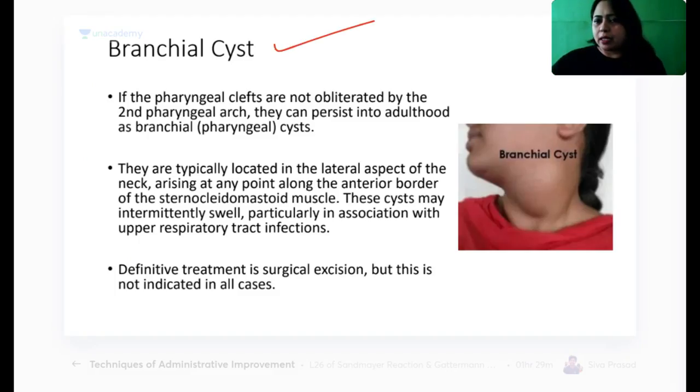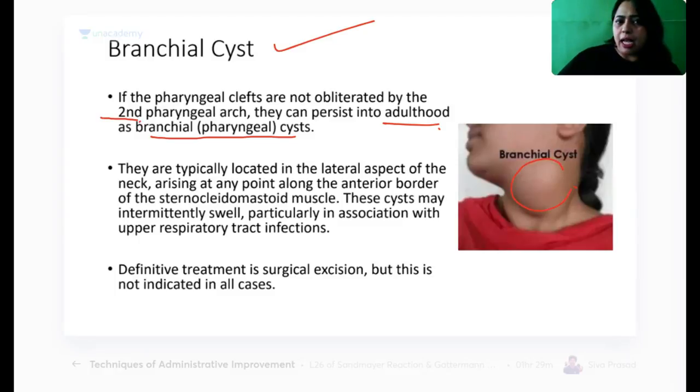This is the branchial cyst. Now, the cyst is associated with the second pharyngeal arch not being obliterated. When it continues to persist and does not give rise to those structures into adulthood, it will result in the bump-like structure called the branchial cyst. Here you can see this cyst, and it is present on the anterior border of the sternocleidomastoid muscle.